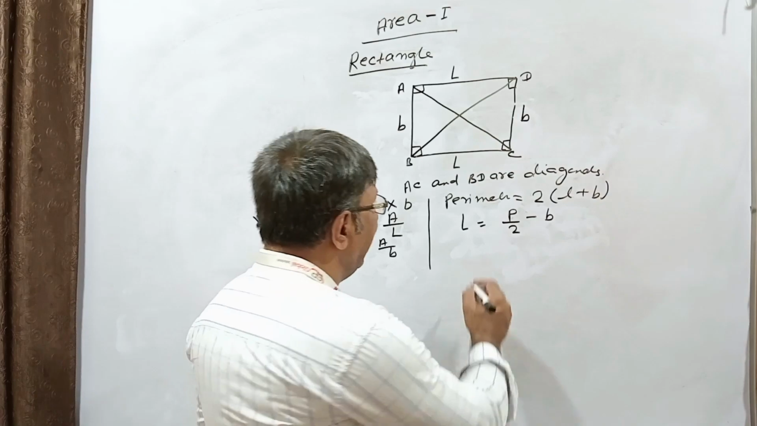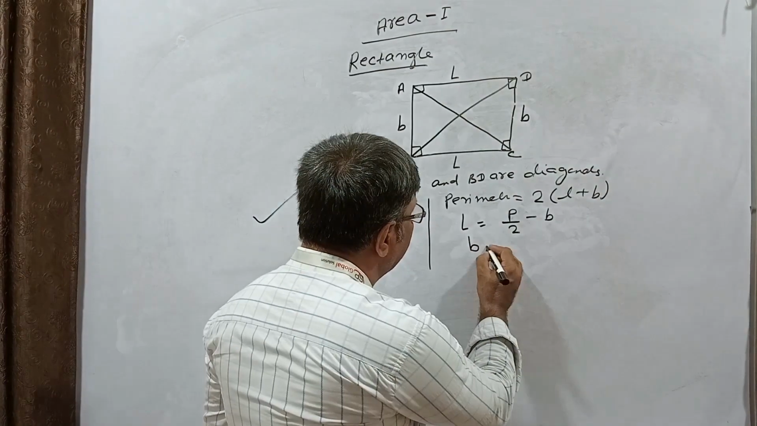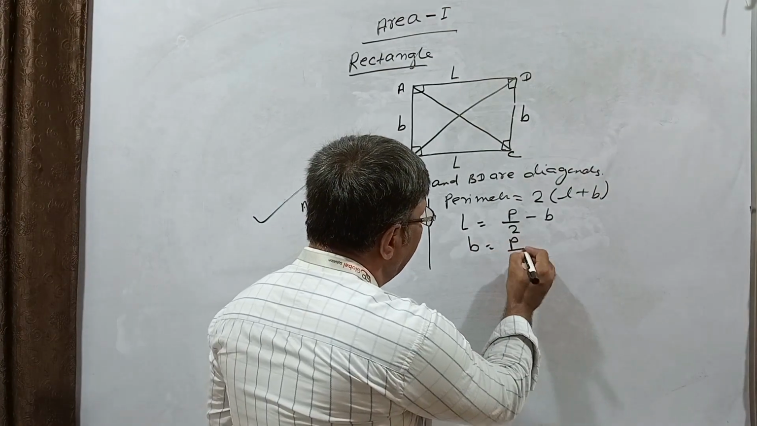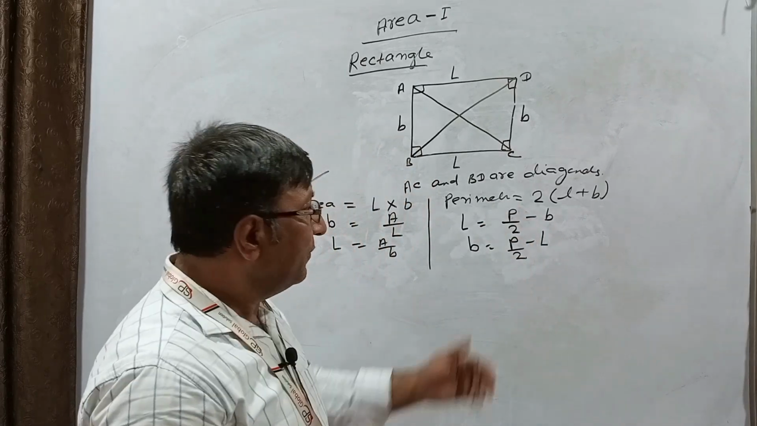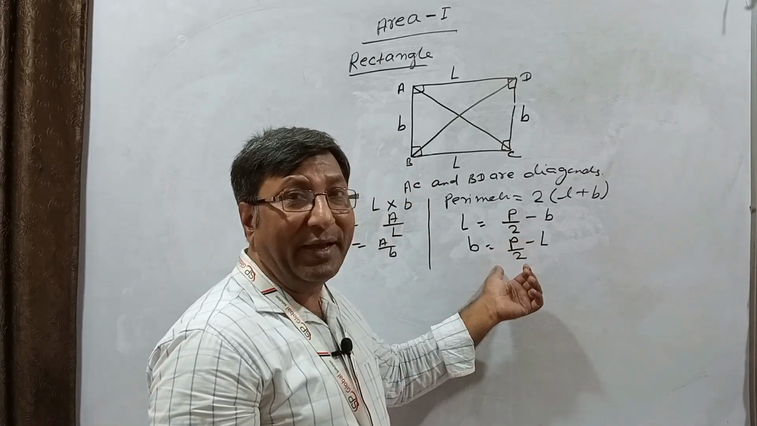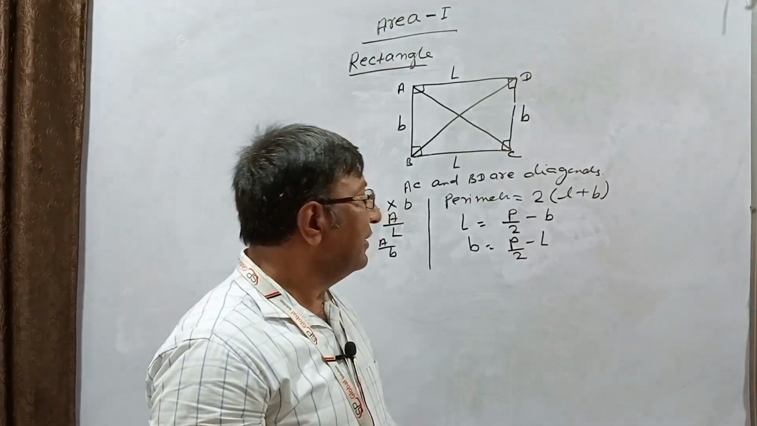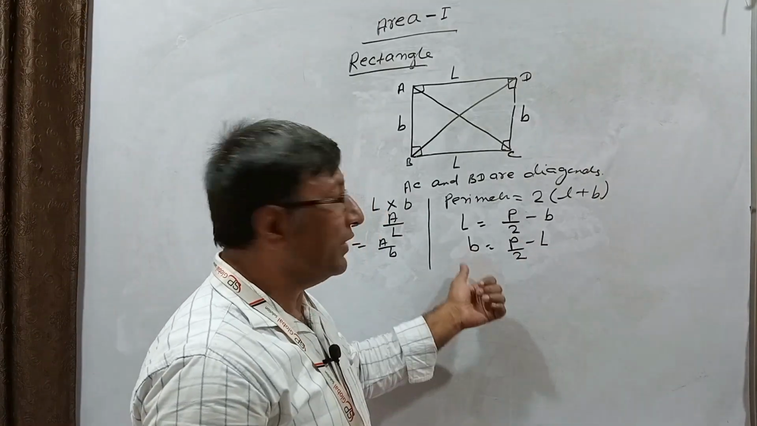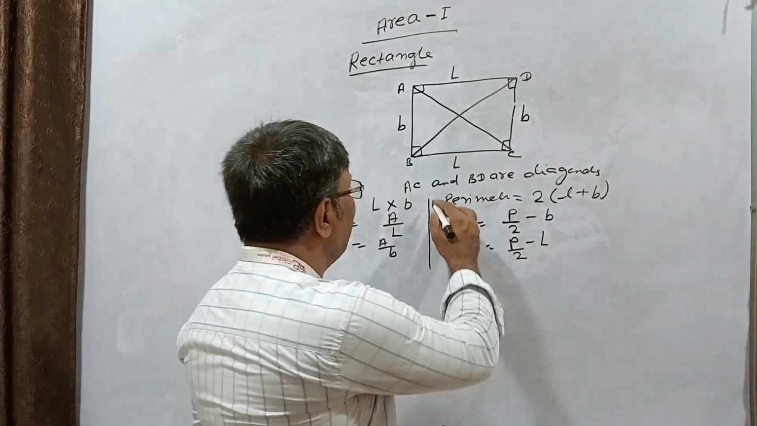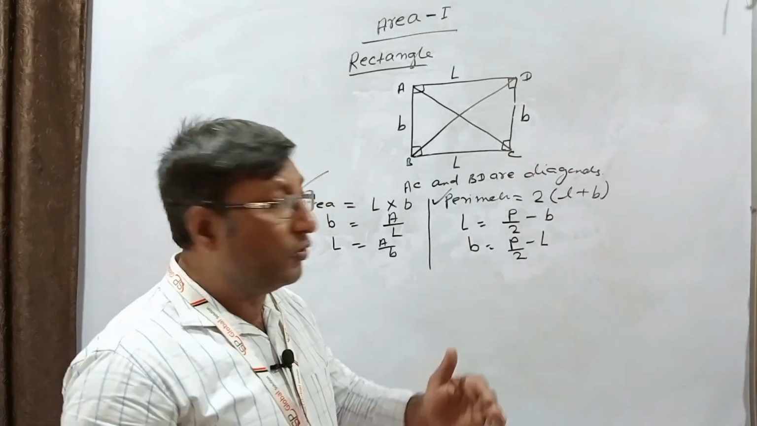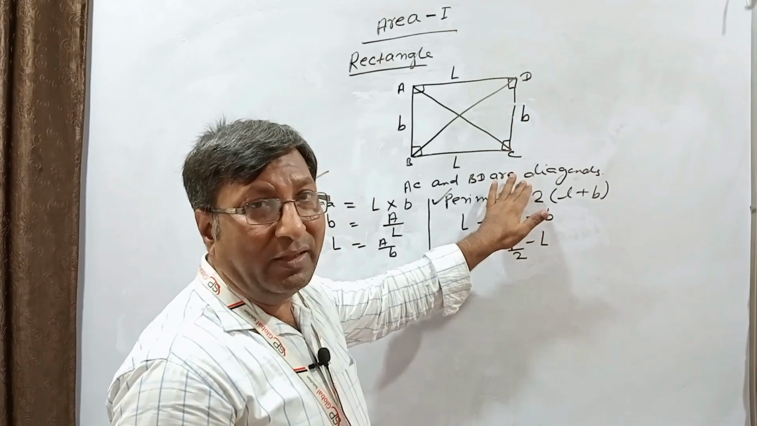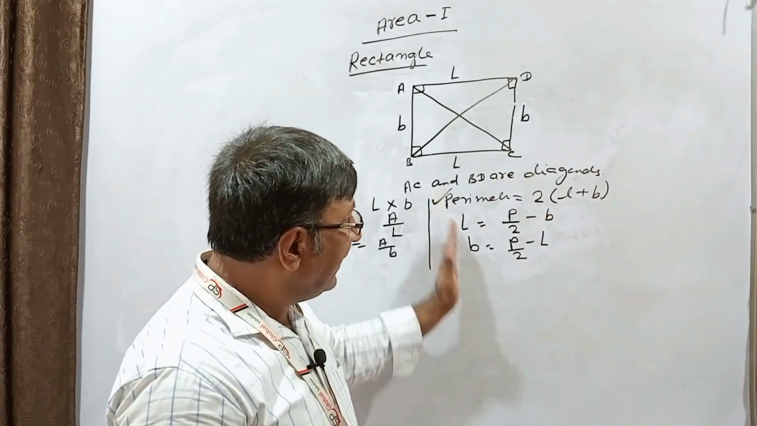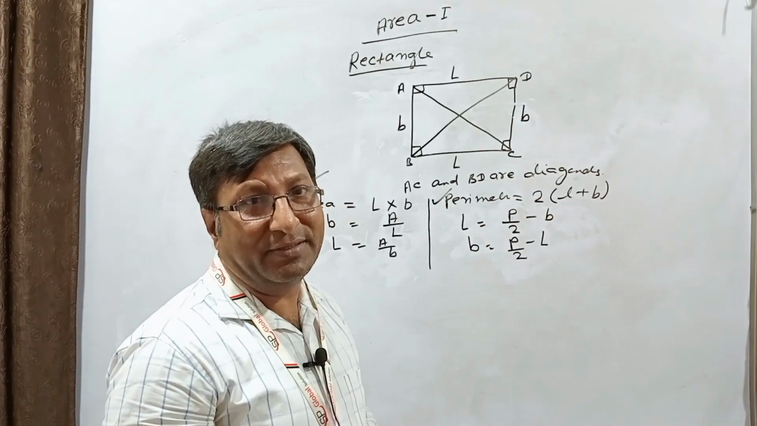In the same way, if we want breadth, then breadth equals perimeter by 2 minus length. So if you need breadth, then halve the perimeter and subtract length, you will get breadth. So again, this is the master formula: perimeter equals 2 into (length plus breadth). If you learn this formula, you can find length easily, you can find breadth easily.